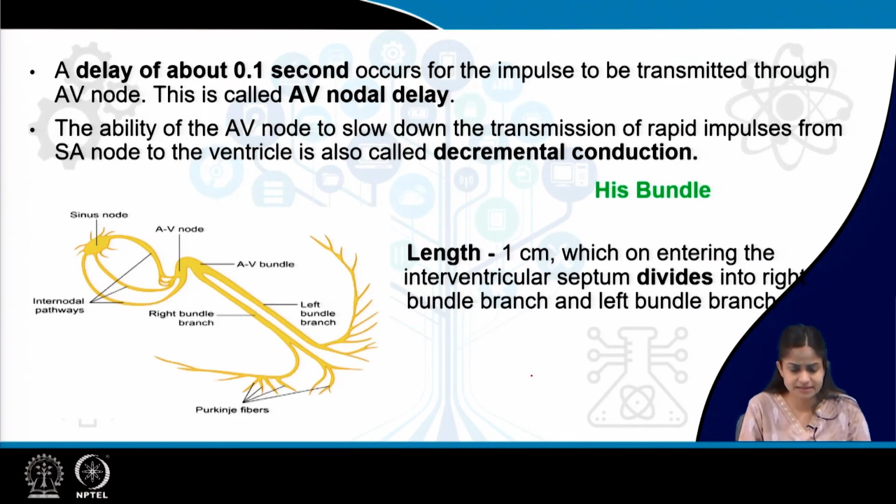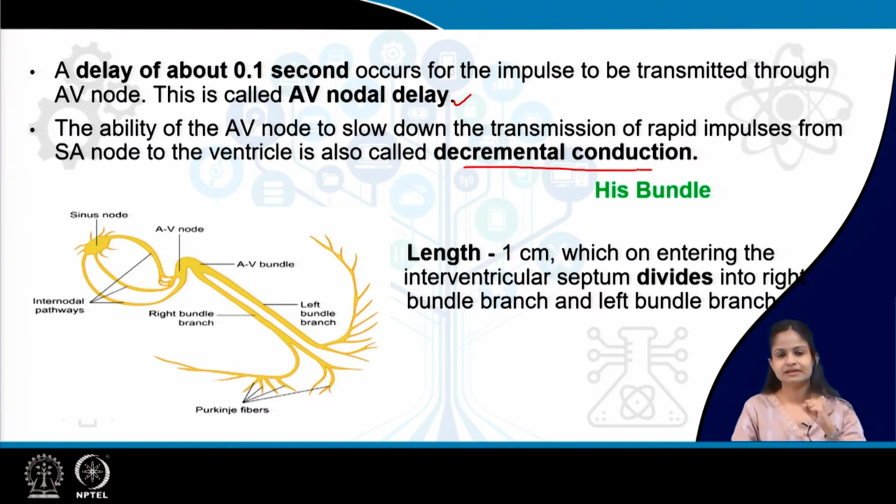Now, already I had discussed that there is a delay of 0.1 second which occurs in the AV node due to various reasons, and this is known as AV nodal delay. Now, the ability of this AV node to slow down the electrical impulses coming from the SA node to the ventricle is known as decremental conduction.